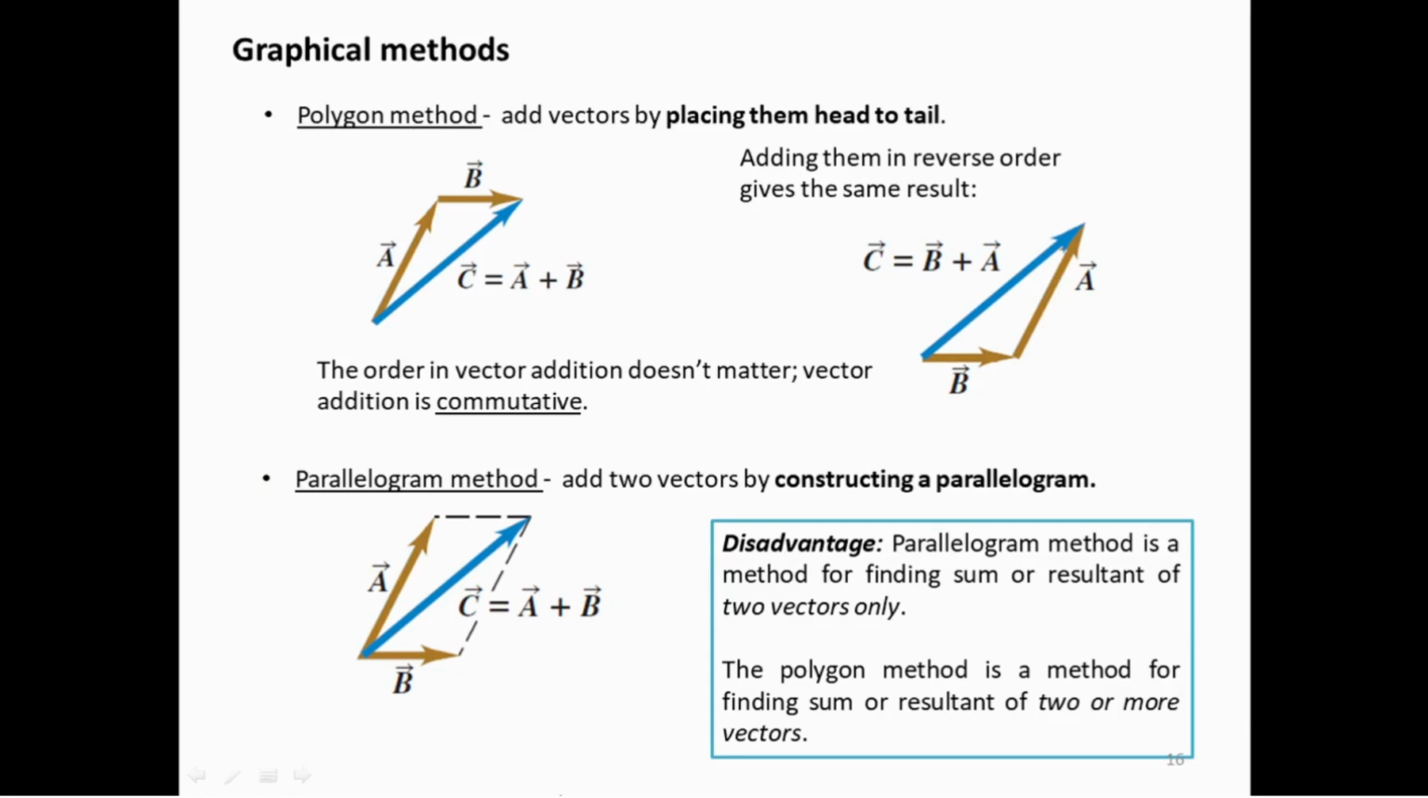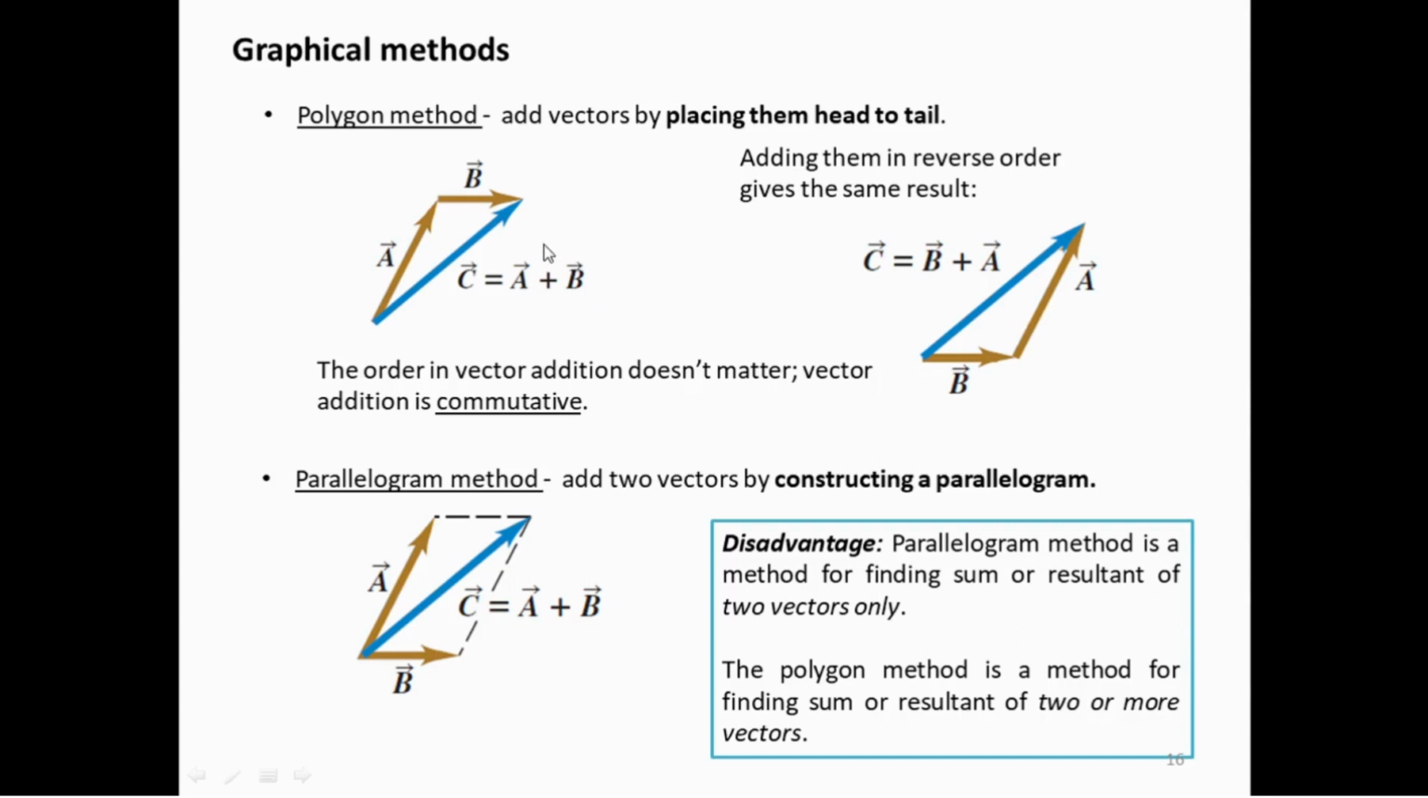So all you have to remember in the polygon method is just to place the vectors. First, you draw the first vector, and then you draw the second vector exactly at the tip of the first vector, and then you connect the tail of the first vector and the head of the last vector connected here. And that should give you the resultant vector, this blue arrow. So in this case, we are adding vector A and vector B. And if the resultant vector is this blue arrow, then we can call that the vector C.